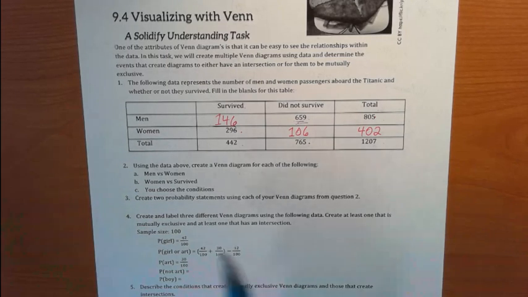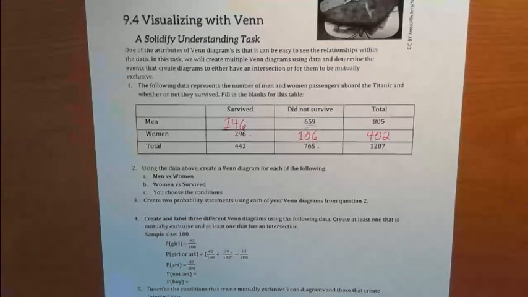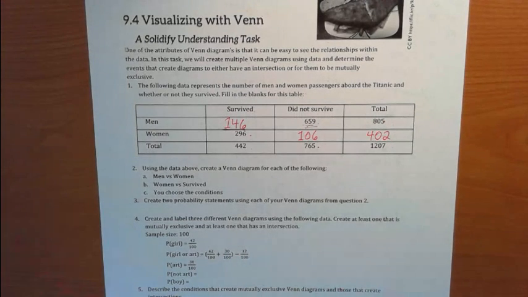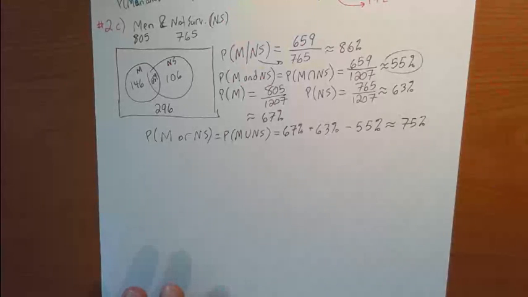So you want to pause it and copy down all 5 of these questions here. And we're going to make some probabilities using mostly the top numbers, because that's the number of people out of 100, because that's the sample size. So everything's going to be out of 100 for the most part. So let's move to the back and make some Venn diagrams for number 4.